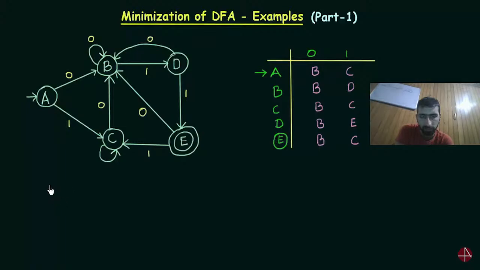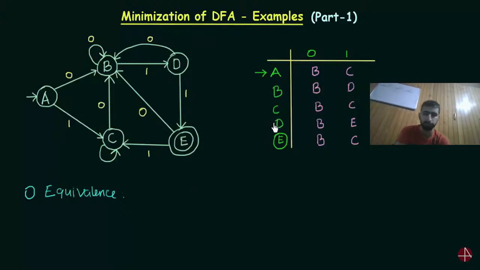In order to do that, we have to start with the 0 equivalence, then we'll go to 1 equivalence, 2 equivalence and so on. So the first step is to write down the 0 equivalence. How do we write the 0 equivalence? It's very simple. You just write the non-final states together as one set, and you write the final states as another set.